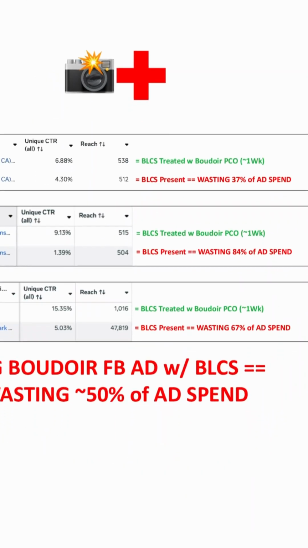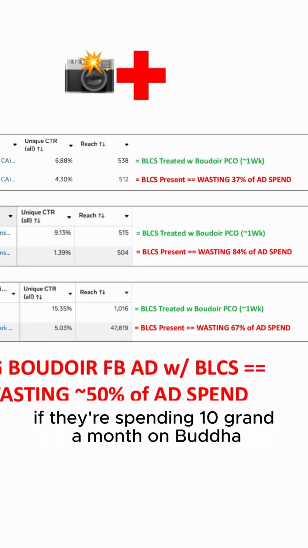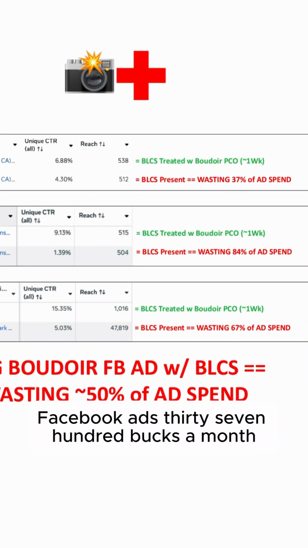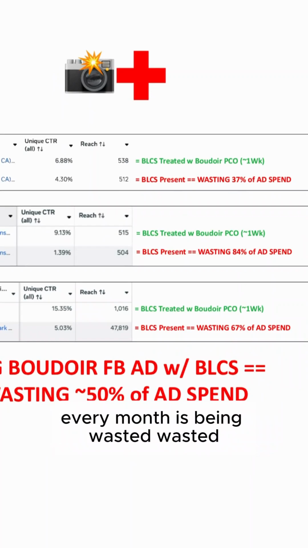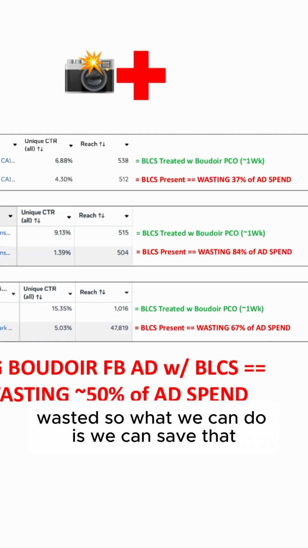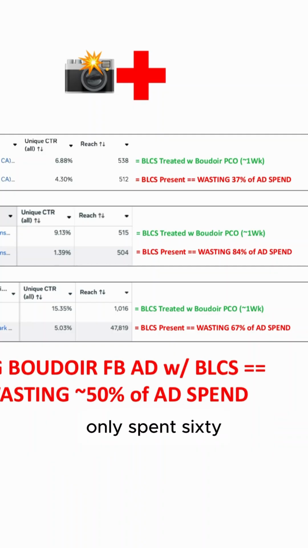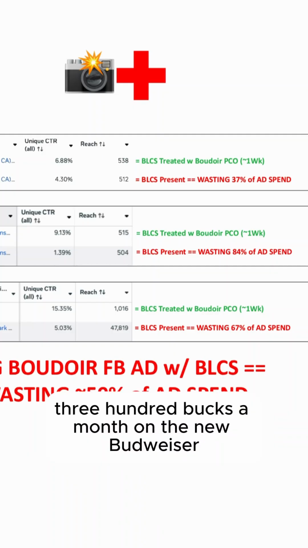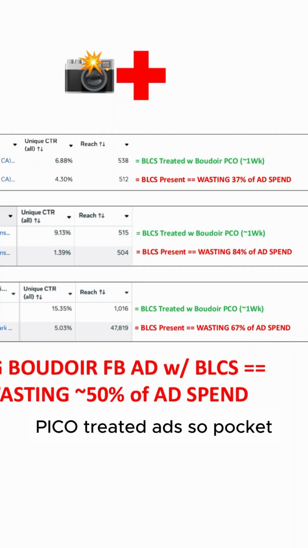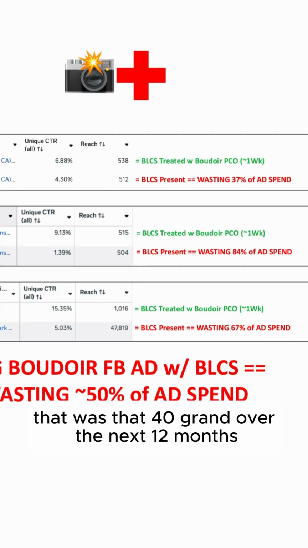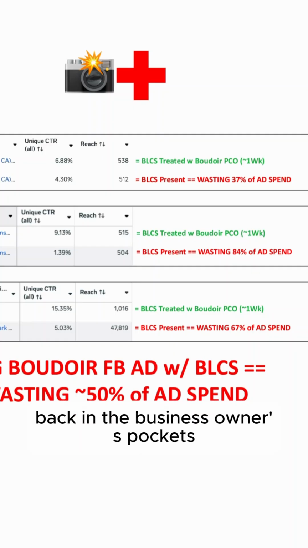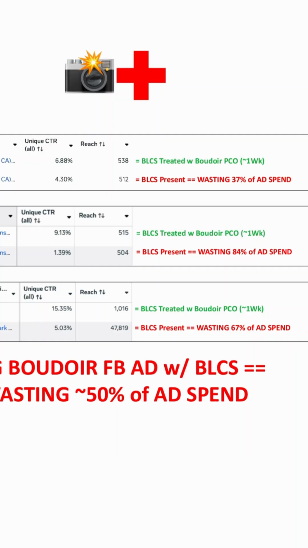So if they're spending 10 grand a month on Boudoir Facebook ads, 3,700 bucks a month, every month is being wasted, wasted, wasted. So what we can do is we can save that, eliminate that wasted ad spend, only spend 6,300 bucks a month on the new Boudoir Pico treated ads. So pocket that, what's that, 40 grand over the next 12 months, kind of phantom profit back in the business owner's pockets.